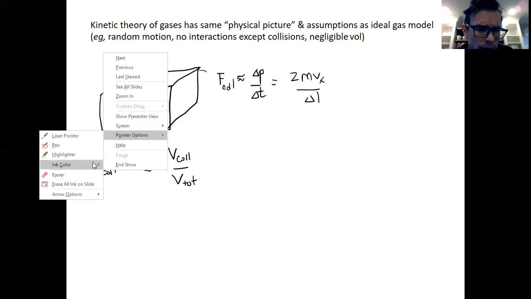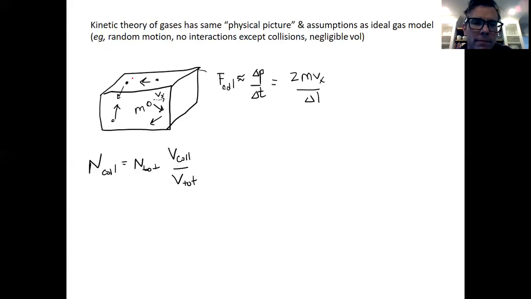I'm changing my pointer color. My daughter just walked in the room. Trixie, you want to say hi? Hi.